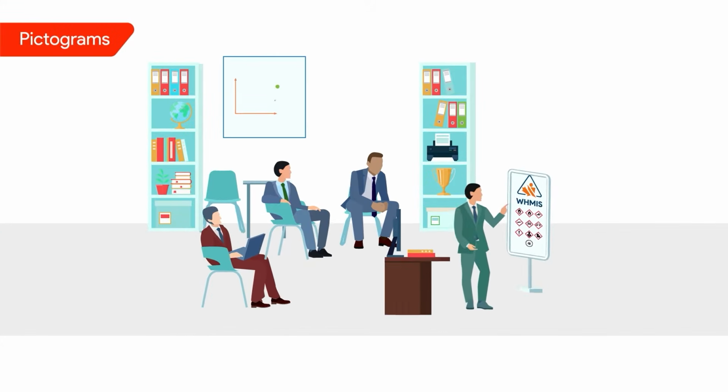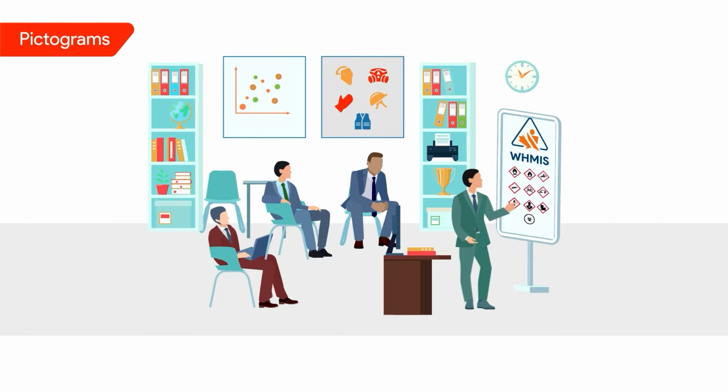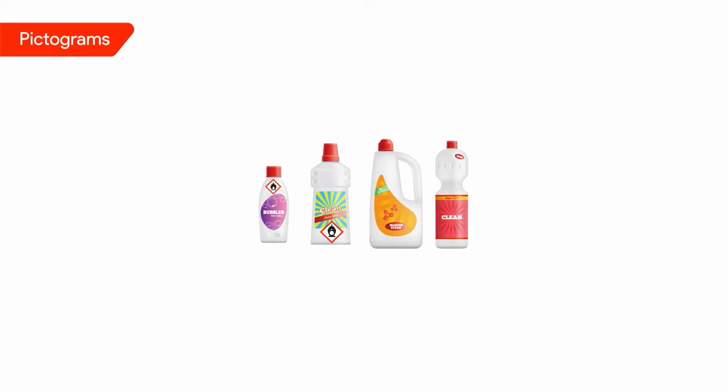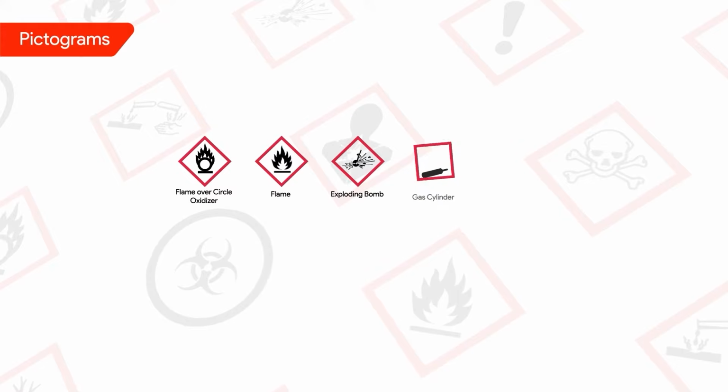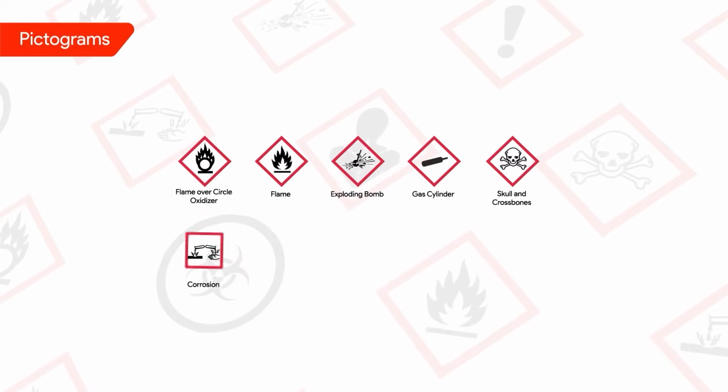Pictograms. Even if you're just entering the workforce, it's very likely that you've already seen some of the images displayed within pictograms. These images can sometimes be found on household products that you buy often and possibly use on a regular basis. WHMIS pictograms are simple graphic images that vividly highlight the types of hazards present in various hazardous products.